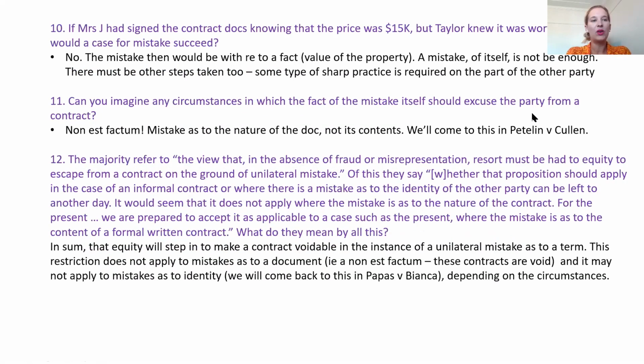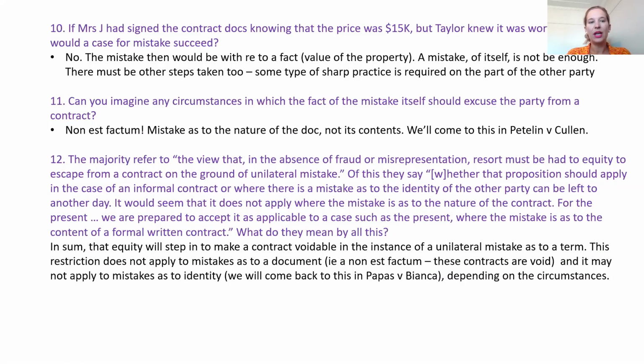So in relation to the next question then, if Mrs. Johnson had signed the contract knowing the price was $15,000, but Taylor knew it was worth significantly more, would a case for mistake succeed? In that instance, the mistake would be with regards to a fact, so it's the value of the property. And in that case, no, the case wouldn't succeed, because making a mistake of itself, as we've learnt so far, isn't enough, okay? So something else is needed on behalf of the other party.